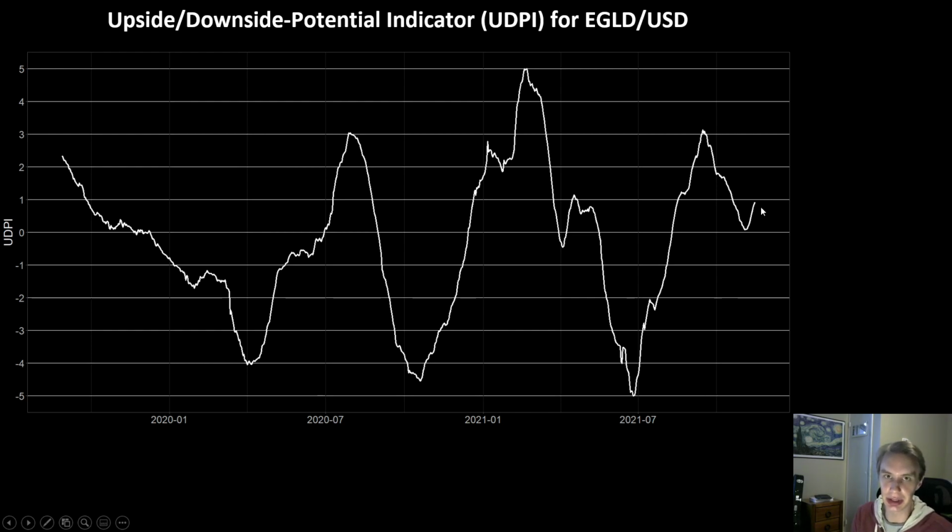Or you could have a different thesis. You could think that the crypto market might be entering a bear market soon and that you should be more cautious, and that would also change your interpretation. So it's up to you to form what you think that thesis is. I'm just here presenting you what the data suggests. What the UDPI is, the way you interpret it is up to you.